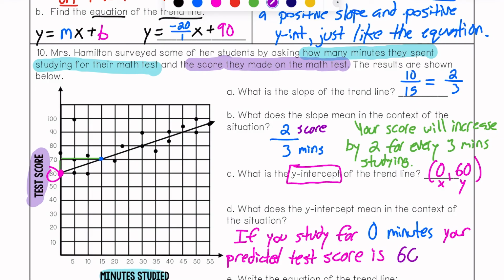That's the predicted score. You could see there's a point on there where someone who studied for 0 minutes, they scored between 70 and 80. But again, that is predicted based on the line. And the last part, part E, to actually write this as an equation. So y equals, we're going to put the slope in for m. So that's where 2/3 should go. X should come after the slope, and then plus 60, our y-intercept.